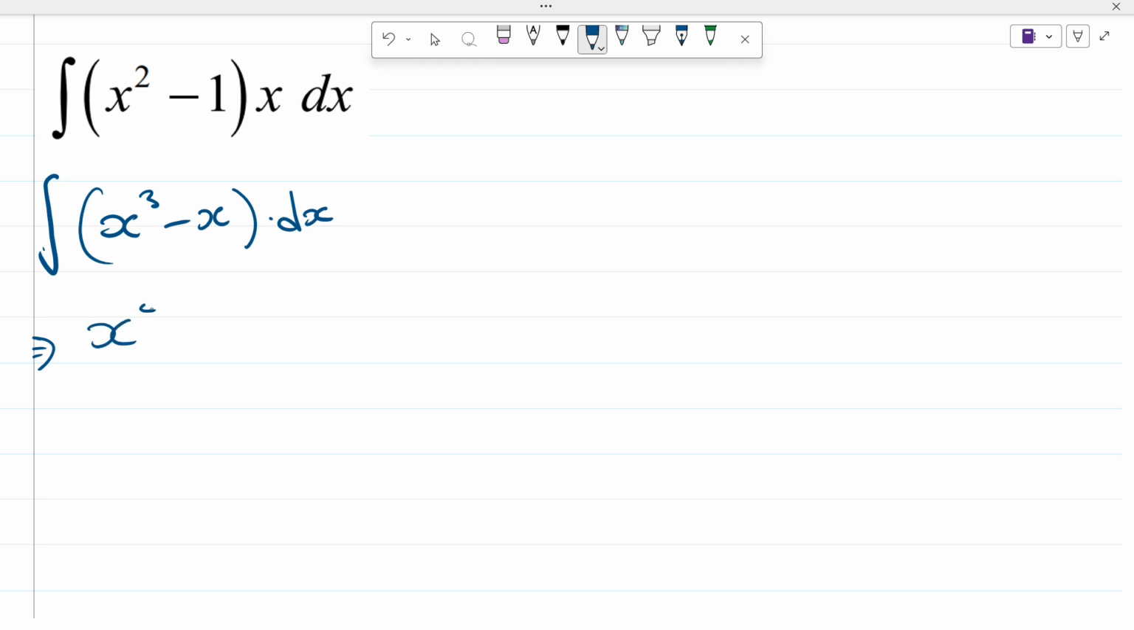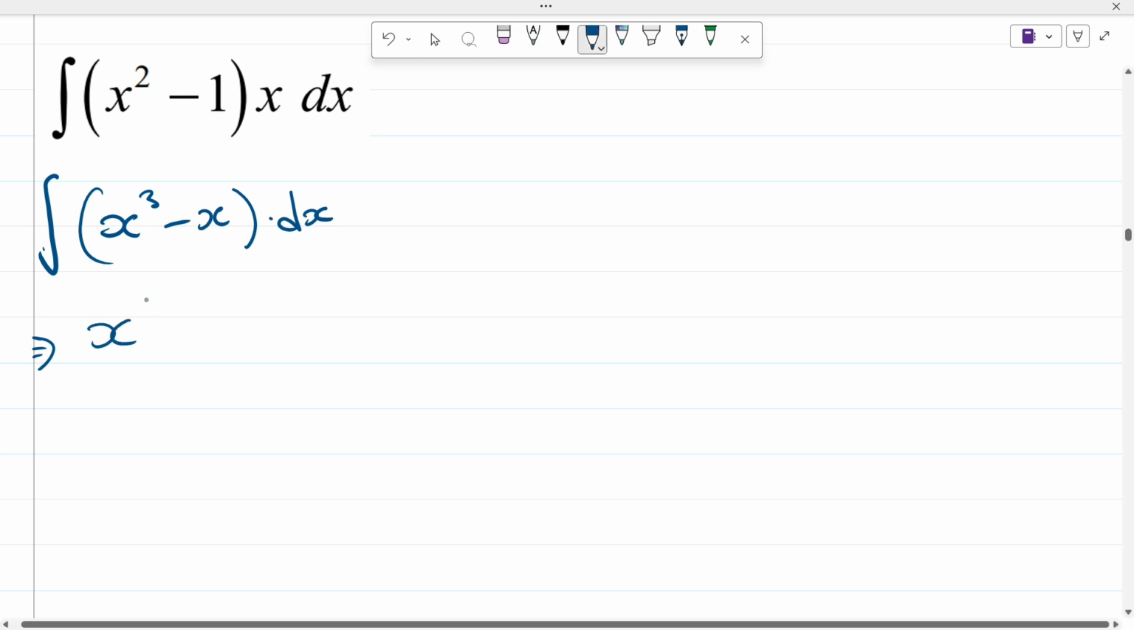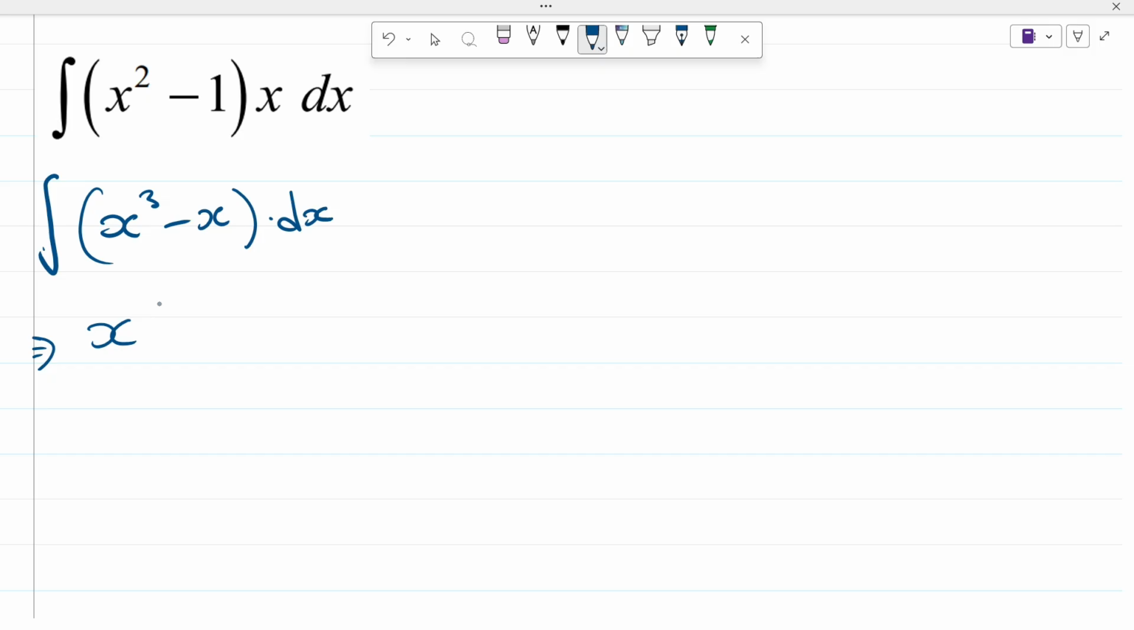That's going to be x to the power what? 3 minus 1, that's 3 plus 1. So that's going to be x to the power of 4 divided by 4 minus x squared over 2 plus c.